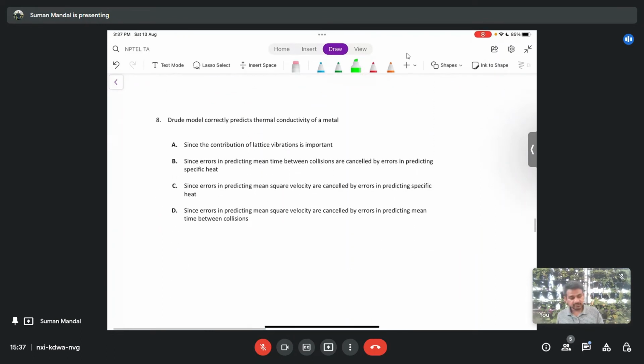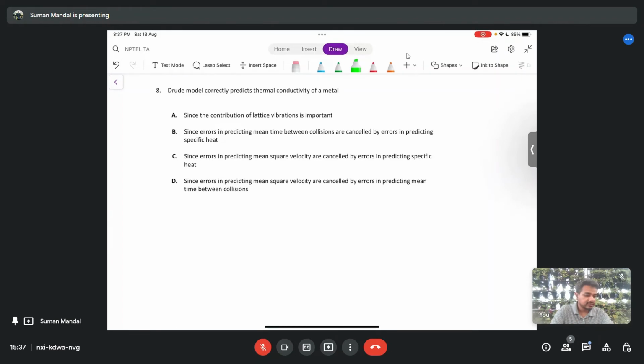Now to the 8th question. The Drude model correctly predicts thermal conductivity of a metal: A, since the contribution of lattice vibrations is important; B, since errors in predicting mean time between collisions are cancelled by errors in predicting specific heat; C, since errors in predicting mean square velocity are cancelled by errors in predicting specific heat; D, since errors in predicting mean square velocity are cancelled by errors in predicting mean time between collisions. What do you think is the answer for this question?